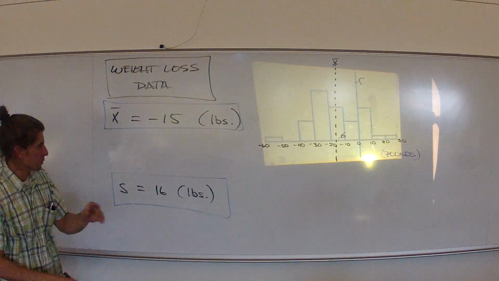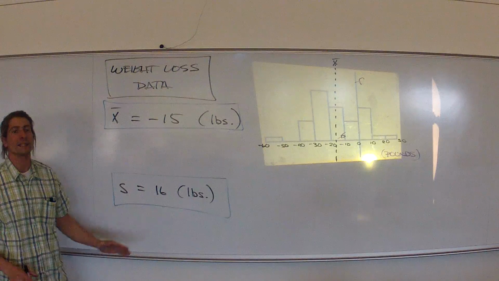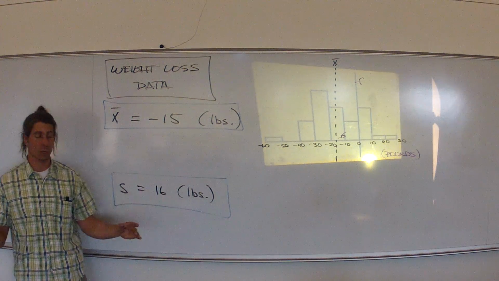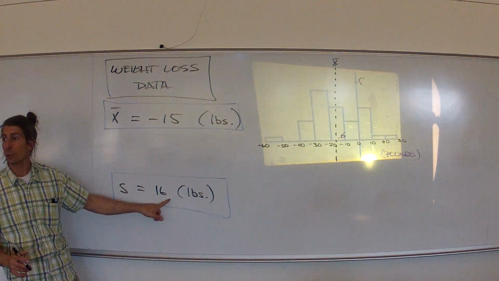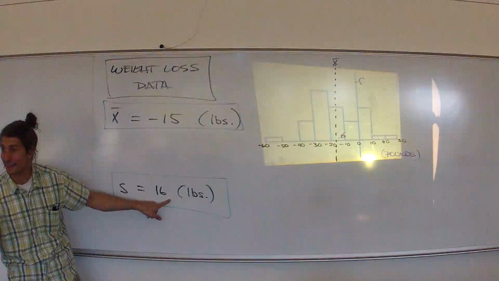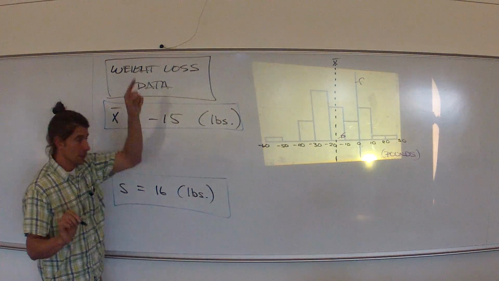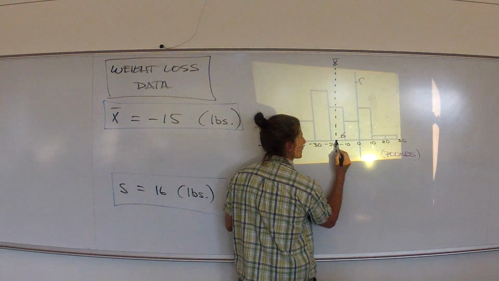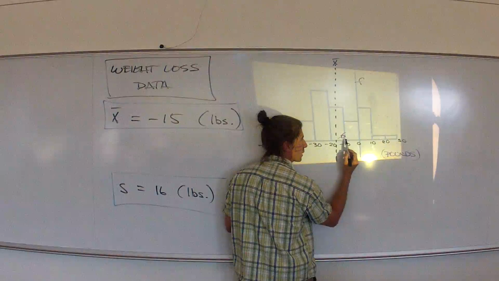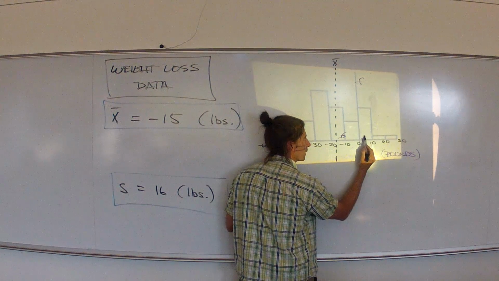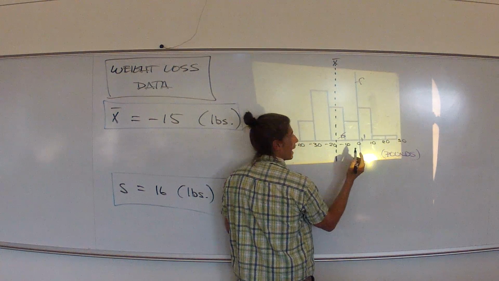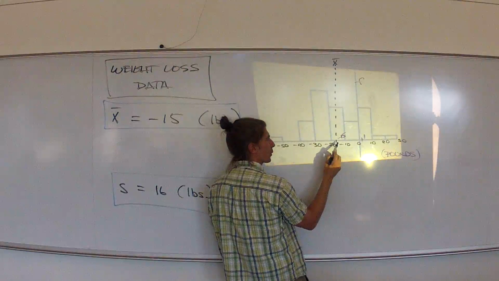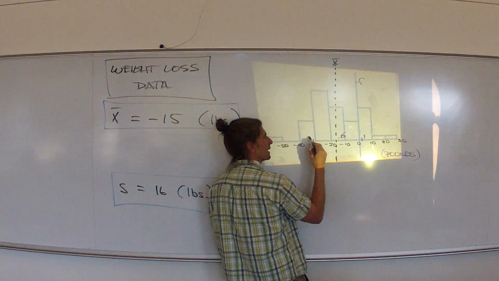What we're going to do right now is show an application of this number. Exactly, Lucas. So we're going to take this 16 pounds, and we're going to plus and minus, or add and subtract it from the average. So we're going to start with negative 15. Let's add 16 to it. So that's going to go to 1 pound here. And subtract 16 from that, and it should be negative 31, I think.